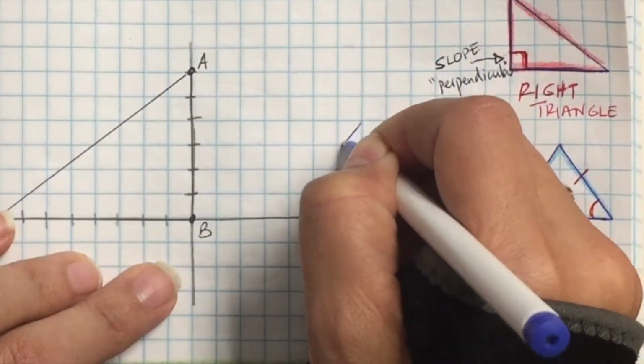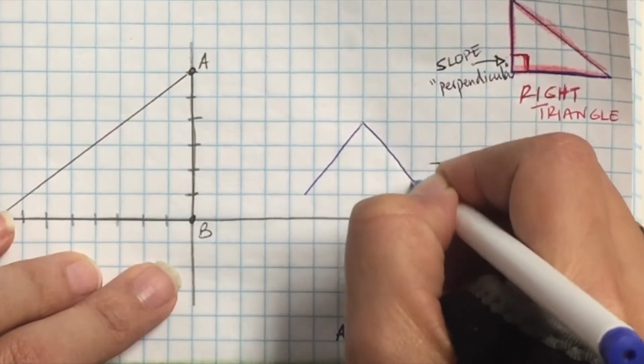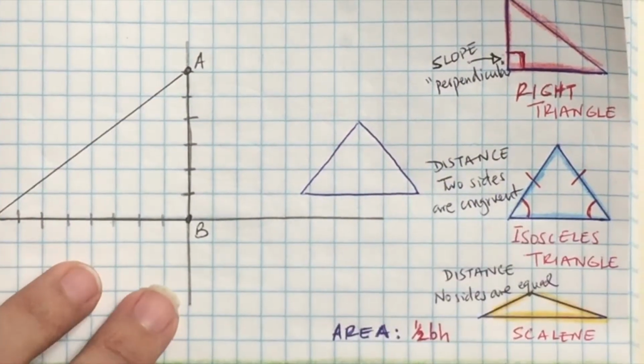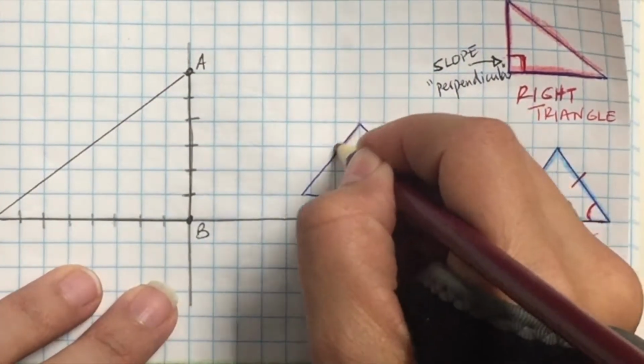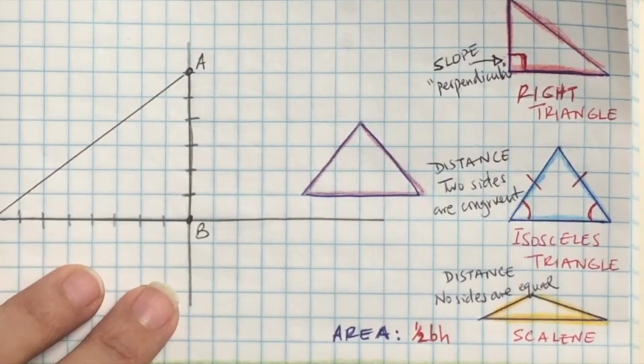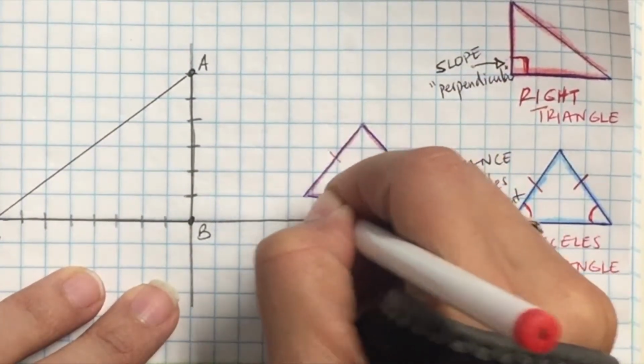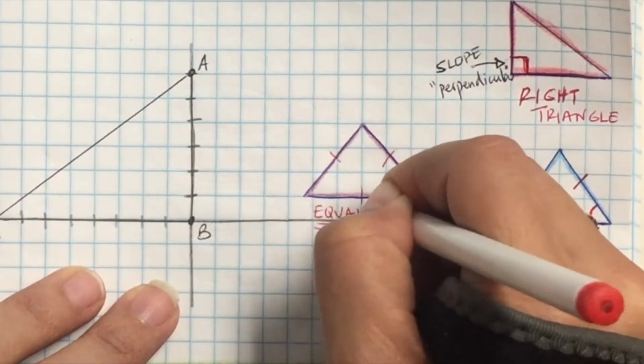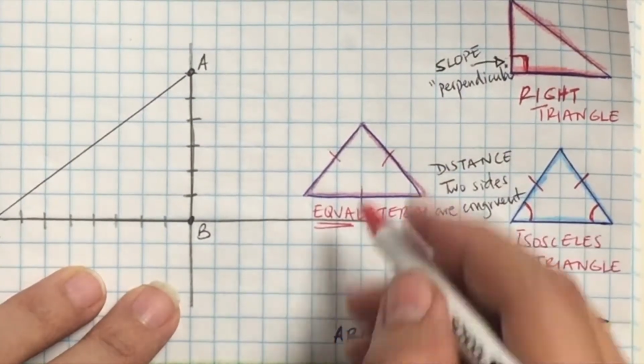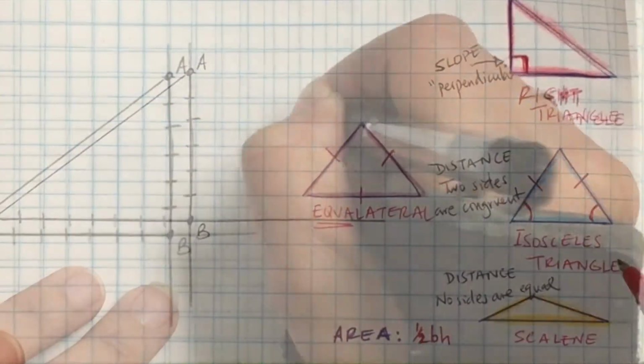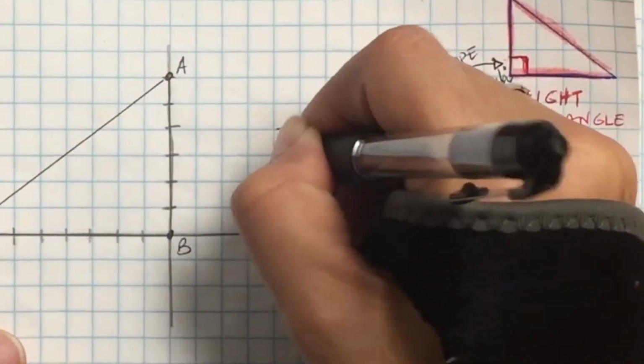Right, there's one more that I forgot to draw initially, which is an equilateral triangle. Equilateral, equal. That means all the sides are congruent. So you're going to use distance to prove that all the sides are congruent. Equilateral triangle. This is a listening check, shading the word distance.